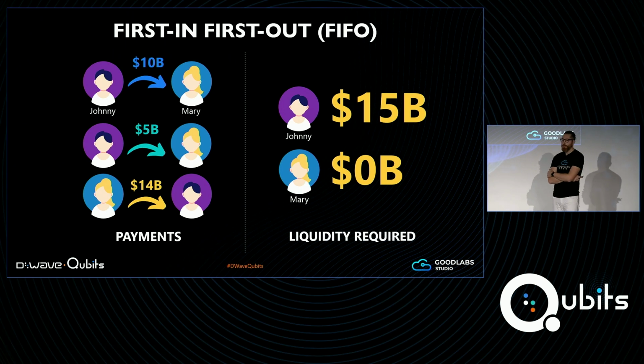Now, where does the game come in? We can accumulate these payments in a queue, and we can wait until they all come in, and then we can decide to reorder them in any way that we want, such that we can reduce the total liquidity required in the system. So what you want to be paying attention to is the sum of those two numbers on the right.